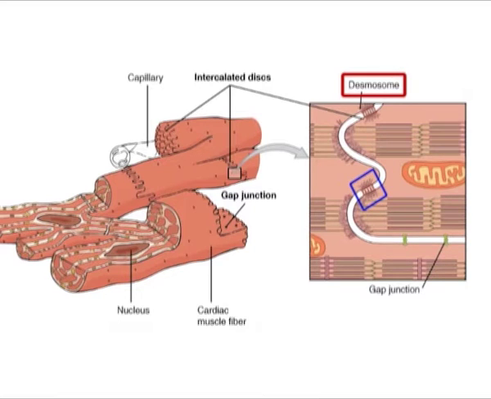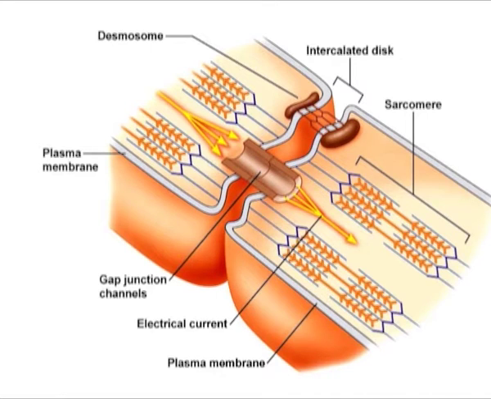The intercalated discs also act as points of anchorage for the contractile proteins and they contain important channels called gap junctions. These connect the cytoplasm of adjacent cardiac muscle fibers and allow the extremely rapid spread of action potentials from one cell to another. In this way, adjacent fibers are caused to contract almost simultaneously, which is very important if the heart is to function as an effective pump.